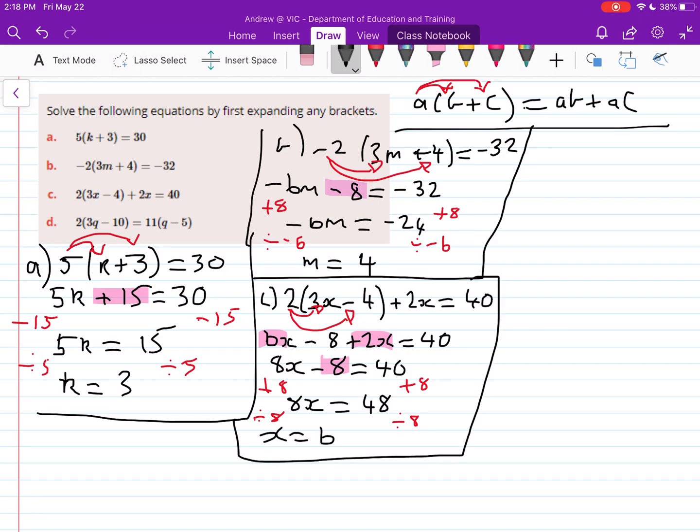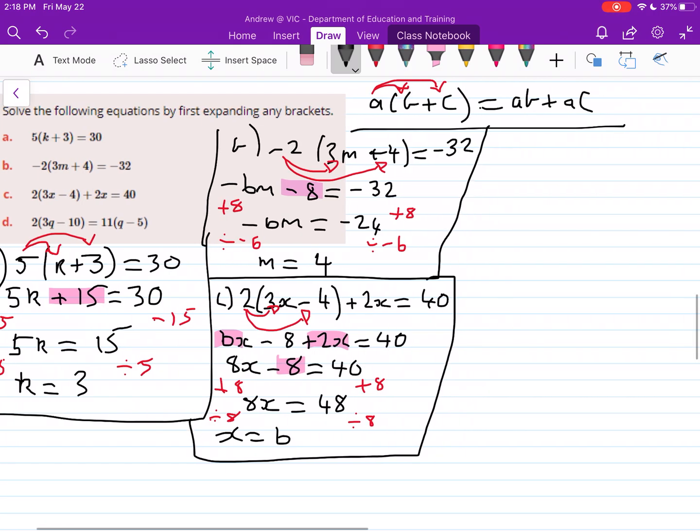Alright, hopefully I've left enough room for my last one. I might just scroll over a bit. So our last example here is we've got brackets on both sides, so we just need to expand these brackets on both sides. So D, we have 2(3q minus 10) is equal to 11(q minus 5). So we expand both brackets on both sides.